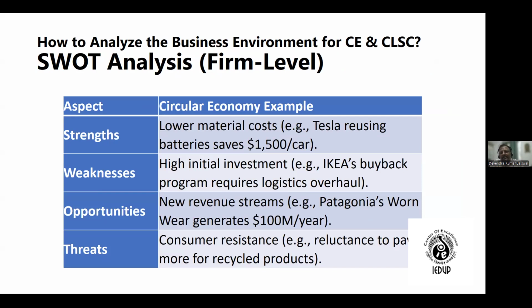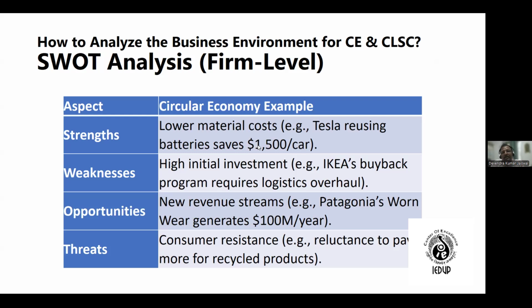So that was pattern analysis. So that's how we strategize. And another is SWOT analysis: strength, weakness, opportunities, and threats. So when we are talking of circular economy, we talk of lower material cost.